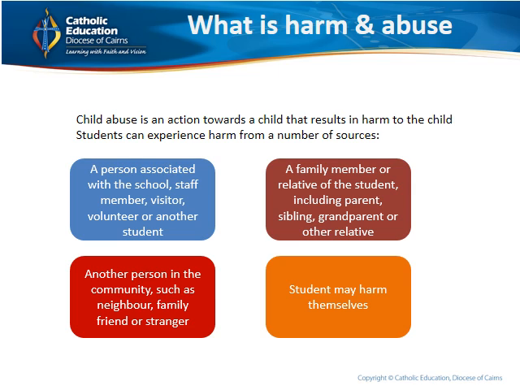A child can be harmed from a family member or relative of the student. This includes a parent, a sibling, a grandparent, or another relative. A child can also be harmed from another person in the community, such as a neighbour, a family friend, or a stranger. And finally, a student may hurt themselves using self-harming behaviours.